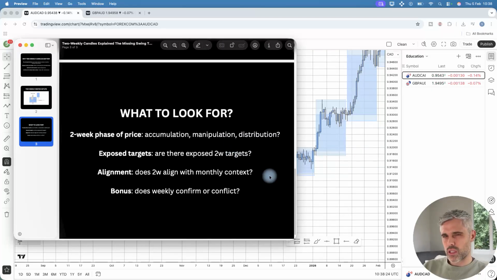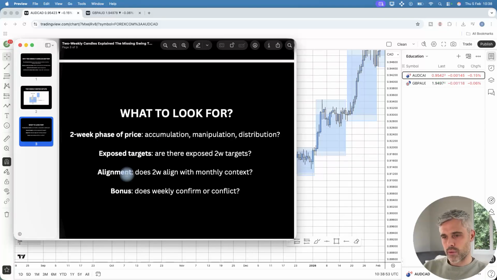What to look for? Just like in the monthly video, you need to understand the phase of price that the 2-week is in. Are we accumulating? Are we manipulating? Or are we distributing? And does that align with the monthly context? Secondly, if we are manipulating or distributing, are there exposed targets on the 2-week time frame that price can gravitate towards? If yes, that's a great sign.